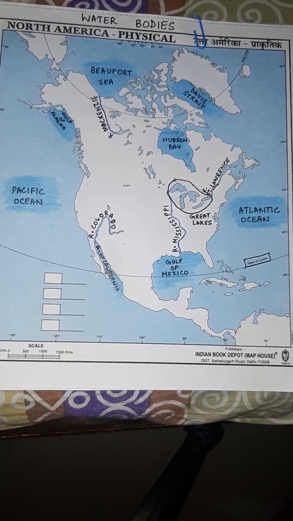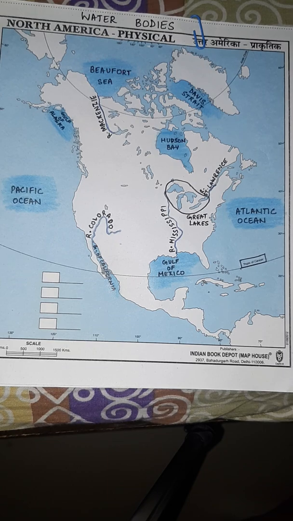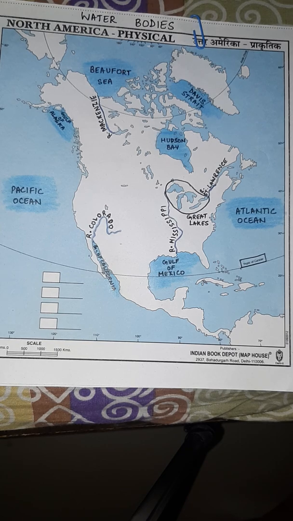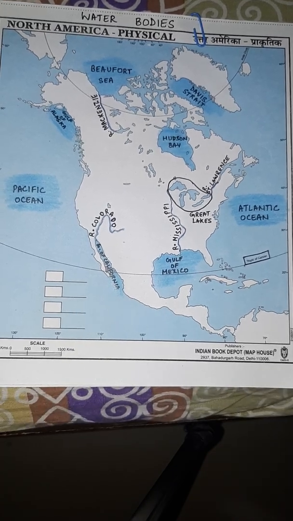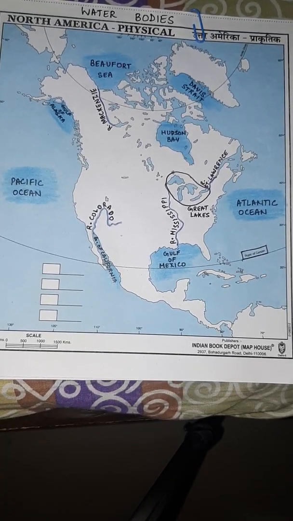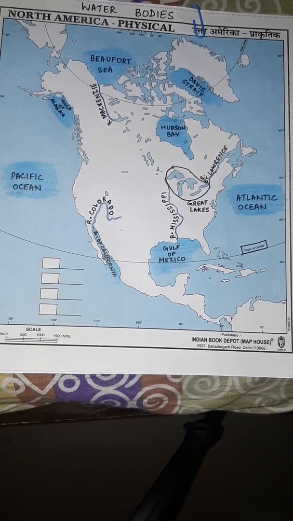The important thing to consider here is that this is the map of water bodies, and water is generally reflected by the color blue. So we will use the color blue for the coloring part, and for the rough draft you can use your pencil. Otherwise, if you're sure that you will be doing the map correctly, you can take up the black pen. Let us start with the oceans, the larger water bodies.